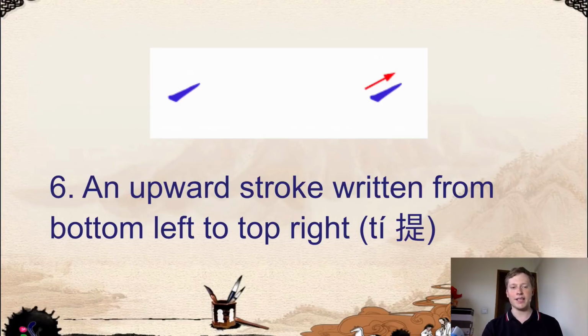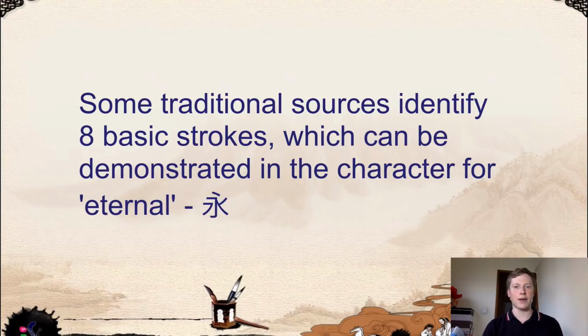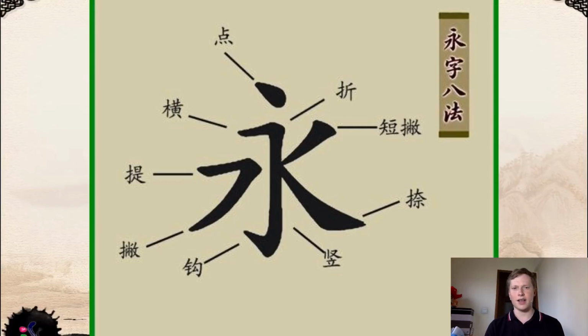Some people in Chinese identify 6 basic strokes. Some traditional sources will identify 8 basic strokes. And traditionally, when Chinese people are learning to write characters or writing calligraphy, these so-called 8 basic strokes can be demonstrated in the character for eternal or forever, which you can see on the screen, called yong in the third tone. This is often used in Chinese calligraphy practice. This in Chinese is called yongzibafa, which means the 8 strokes effectively written in the character yong.